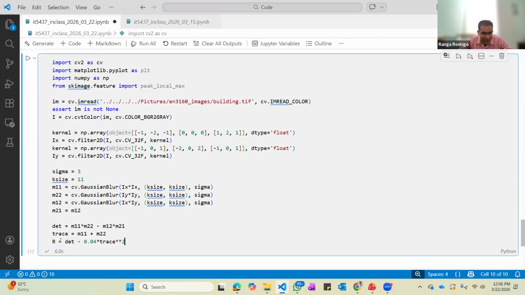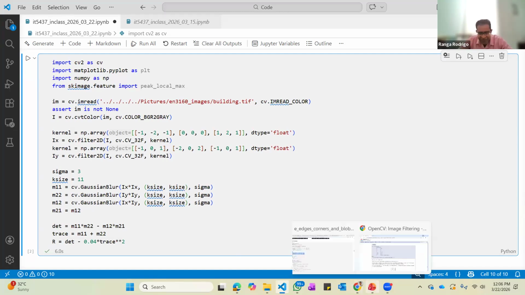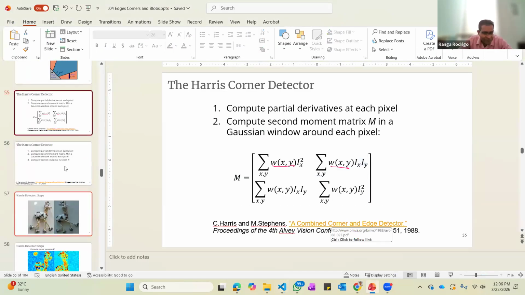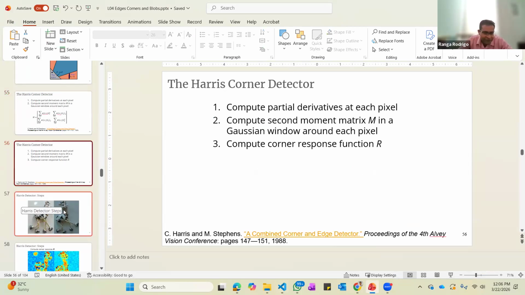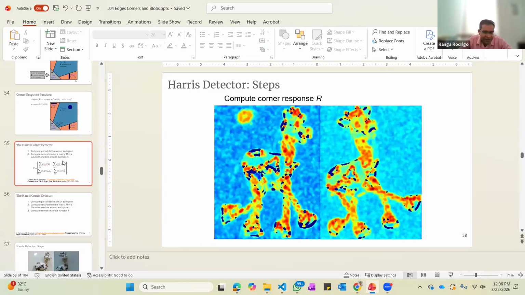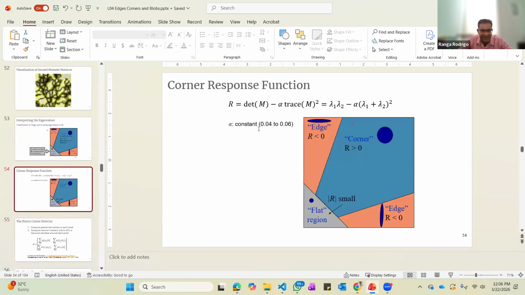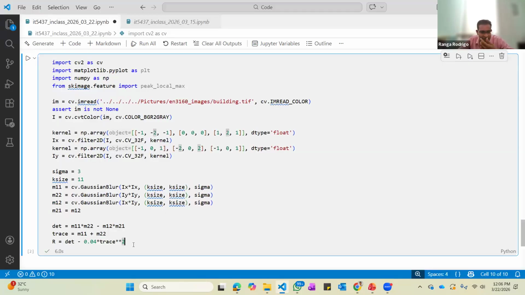Then the Harris measure: R is equal to determinant minus alpha times trace squared, where alpha is 0.04. So this is the Harris measure that we showed in the slide. I'm doing exactly what's there in the slide. I want to develop your trust in the slides, that they do work actually. They contain important knowledge and they work. So now the Harris measure is there.